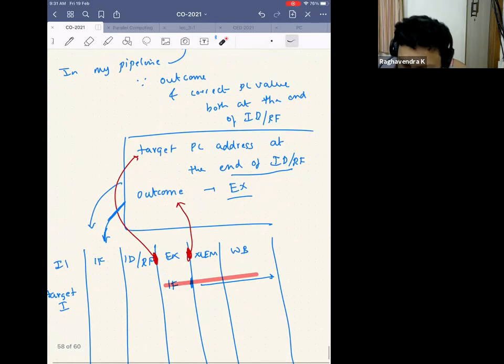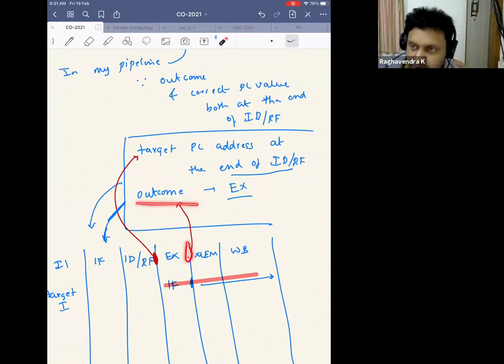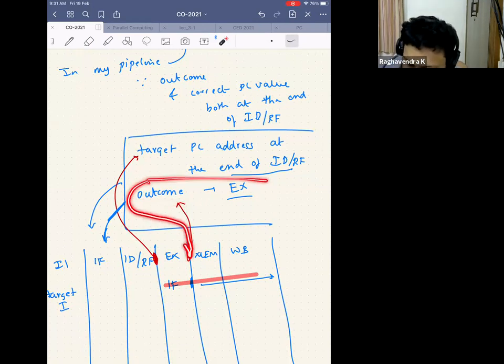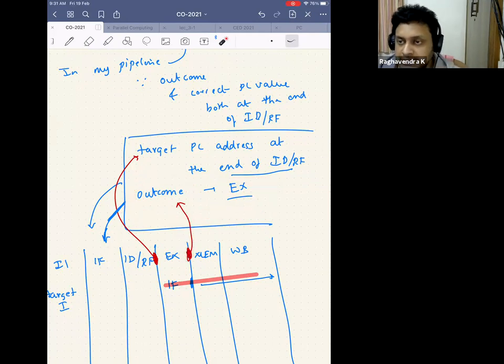Let's say I know the outcome of the branch at the end of the execution stage. Don't ask me why, it's just an assumption. Let's say I know the outcome of the branch, whether the branch is taken or not, at the end of the execution stage. But I will know the target PC address at the end of instruction decode register fetch. So when I'm decoding the instruction, I know that it is a branch instruction, and I also know what the target PC address is, but I don't know whether the branch is taken or not, because maybe the branch is very complex and I will know the outcome only at the end of the execution stage.